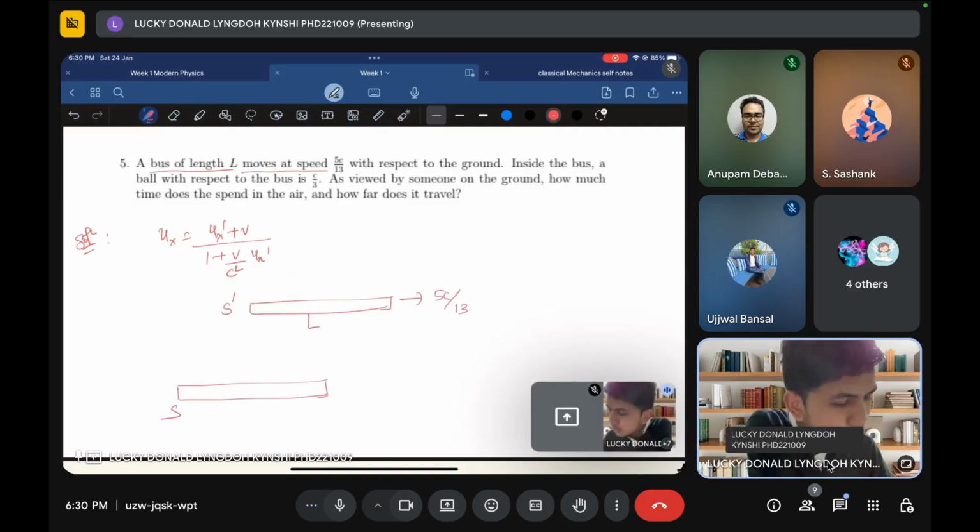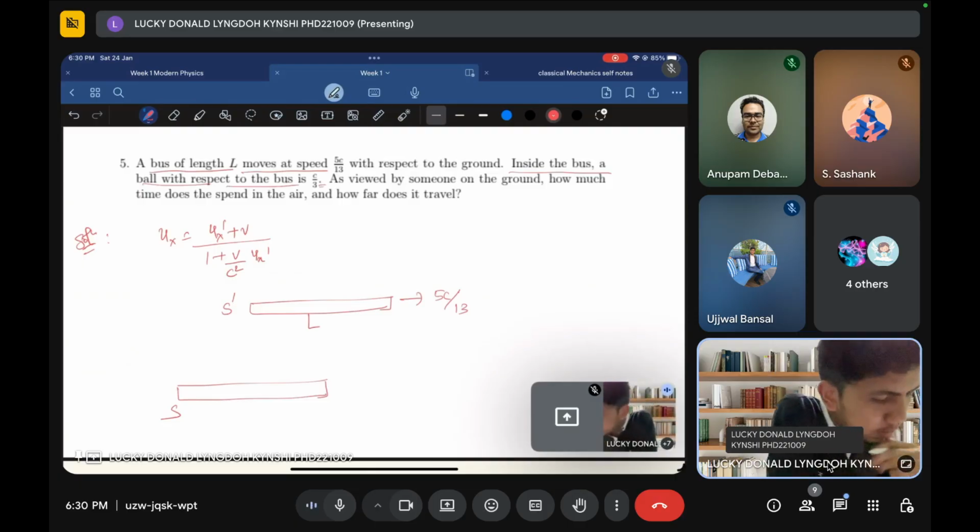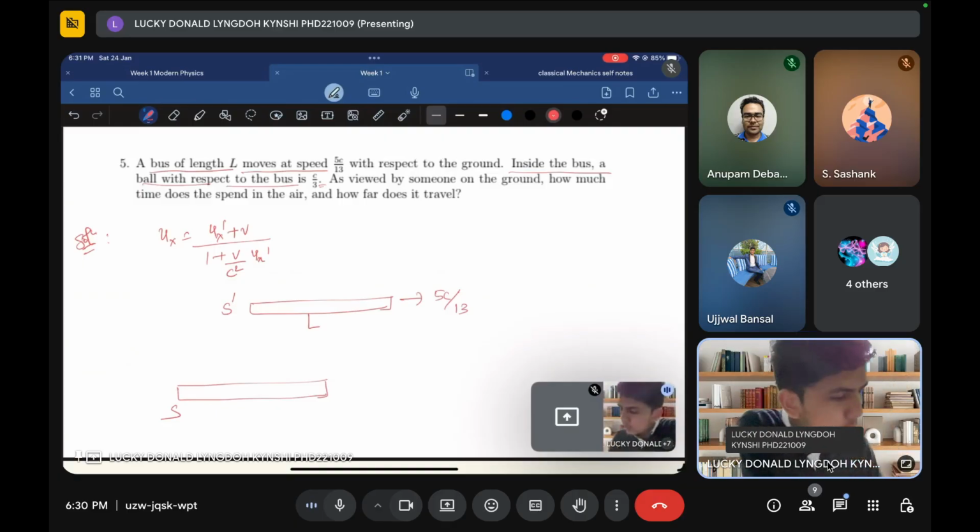Inside the bus, a ball with respect to the bus is c/3. I think there is some confusion in this question. Inside the bus, a ball is thrown with velocity c/3 with respect to the bus, not with respect to the ground.